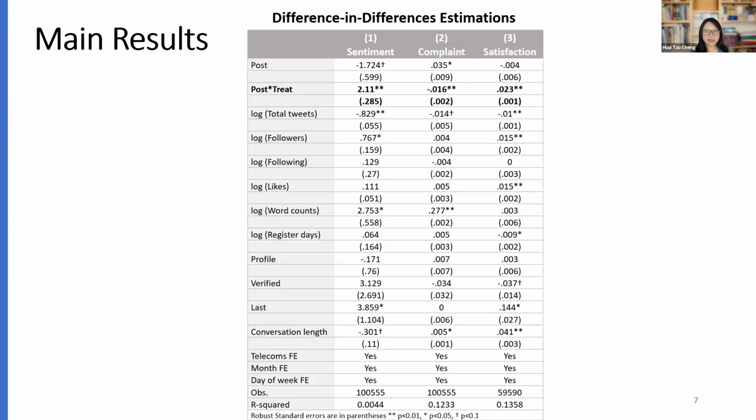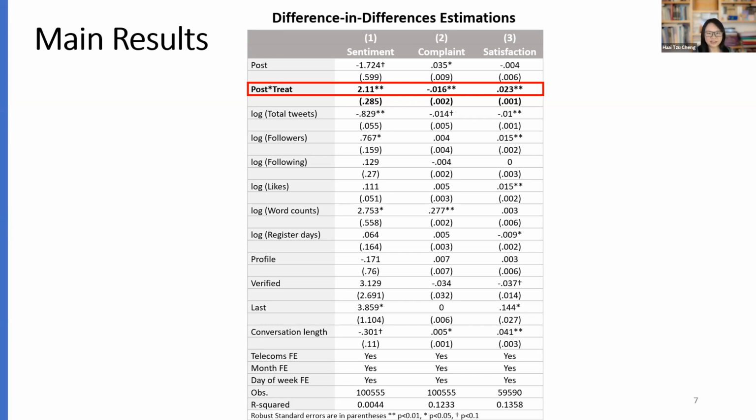And these are our main results. This table shows the result of the difference-in-differences estimation. Columns 1, 2, and 3 are our main DVs. On the left side, you can see that post is a dummy variable equal to 1 if the date is on or after the treatment, 0 otherwise. The treat variable is a dummy variable equal to 1 if the telecom carrier is T-Mobile Help, 0 otherwise. And our main variable of interest is the interaction term post-times-treat, which captures the DID effect. Variables like total days, followers, followings, etc., are all control variables.